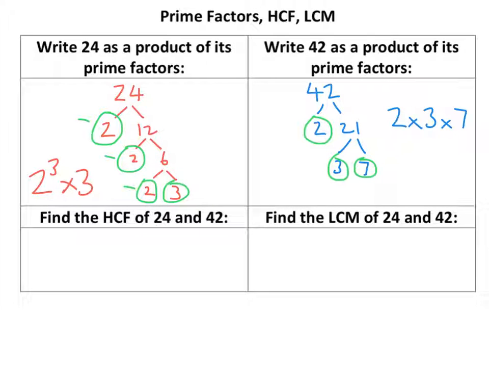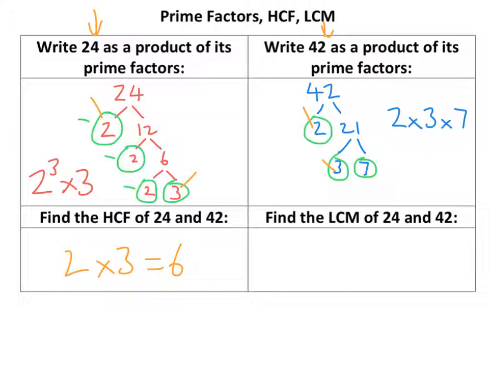So I've done 24 and 42 here. So all the ones that are shared are going to form the highest common factor when multiplied together. So I've got a 2 in both, so there's a 2 here and a 2 here. Okay, there's no more 2s, but there's a 3 there and a 3 there. So 2 times 3 equals 6. So 6 is the highest common factor.